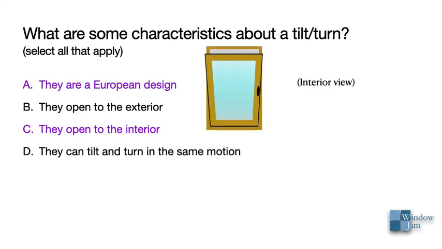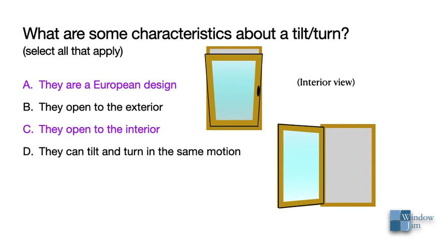I bet you chose A and C. This European design is not new to the world, only to North America. These open to the interior, whereby they tilt in at the top or swing in like a door, but not at the same time, of course. In one sense, they are part hopper and part in-swing casement.